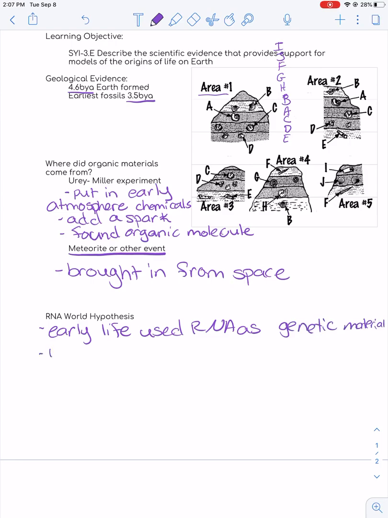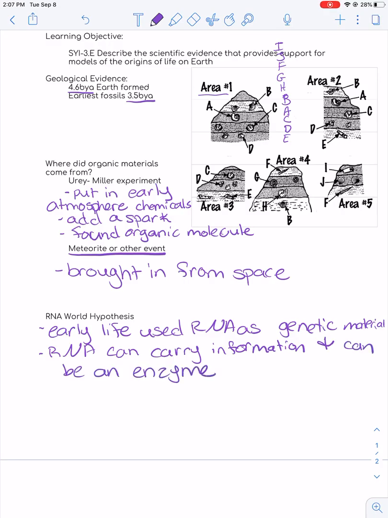The reason it's thought that is because all living things have RNA, and RNA can carry information just like DNA, but it can also be an enzyme. So it can catalyze reactions and help speed them up. And so that's why that matters.